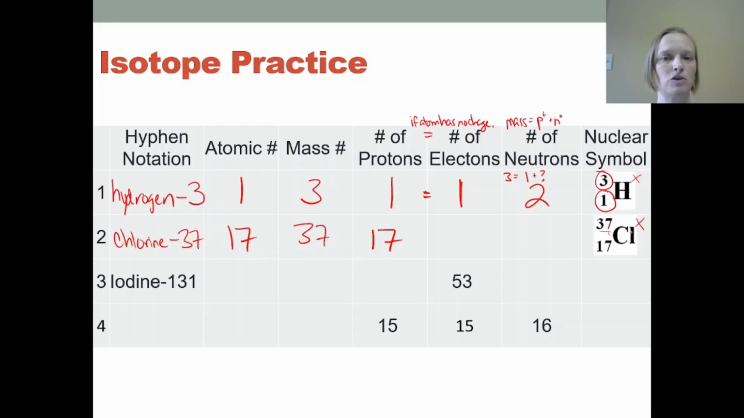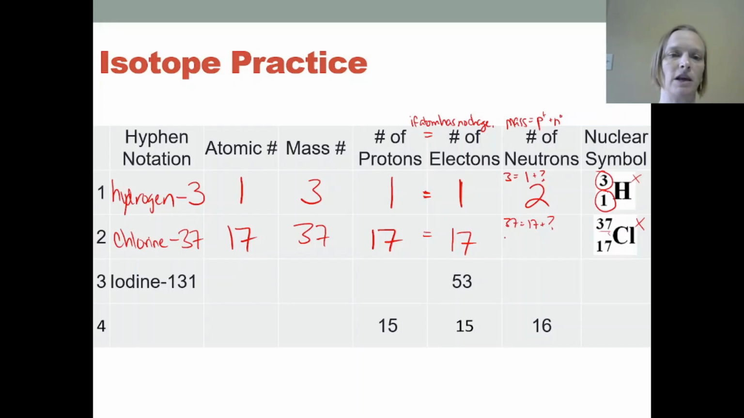This atom has no charge, therefore my number of electrons has to equal my number of protons, so I'm going to have 17 electrons. And lastly, the number of neutrons. My mass number equals my protons plus my mystery neutron number.